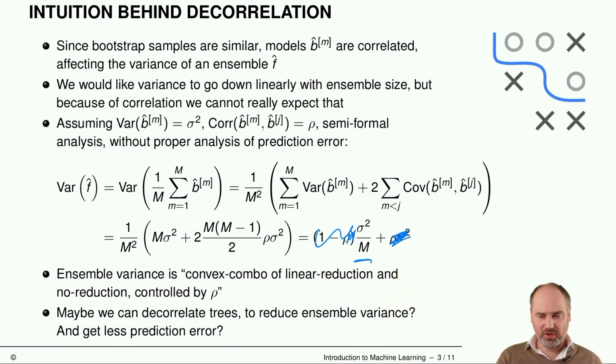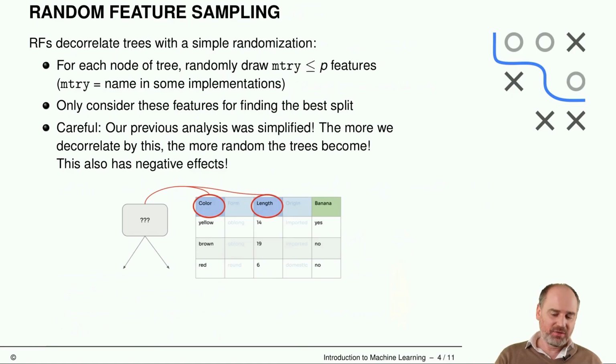But in general, now the idea is, can we maybe decorrelate trees a bit more to reduce ensemble variance, and that will maybe also help us to reduce prediction error? I guess that is a valid path forward now. And this is exactly what Breiman did. So he thought about a simple randomization procedure that you could bring into the tree fitting algorithm.